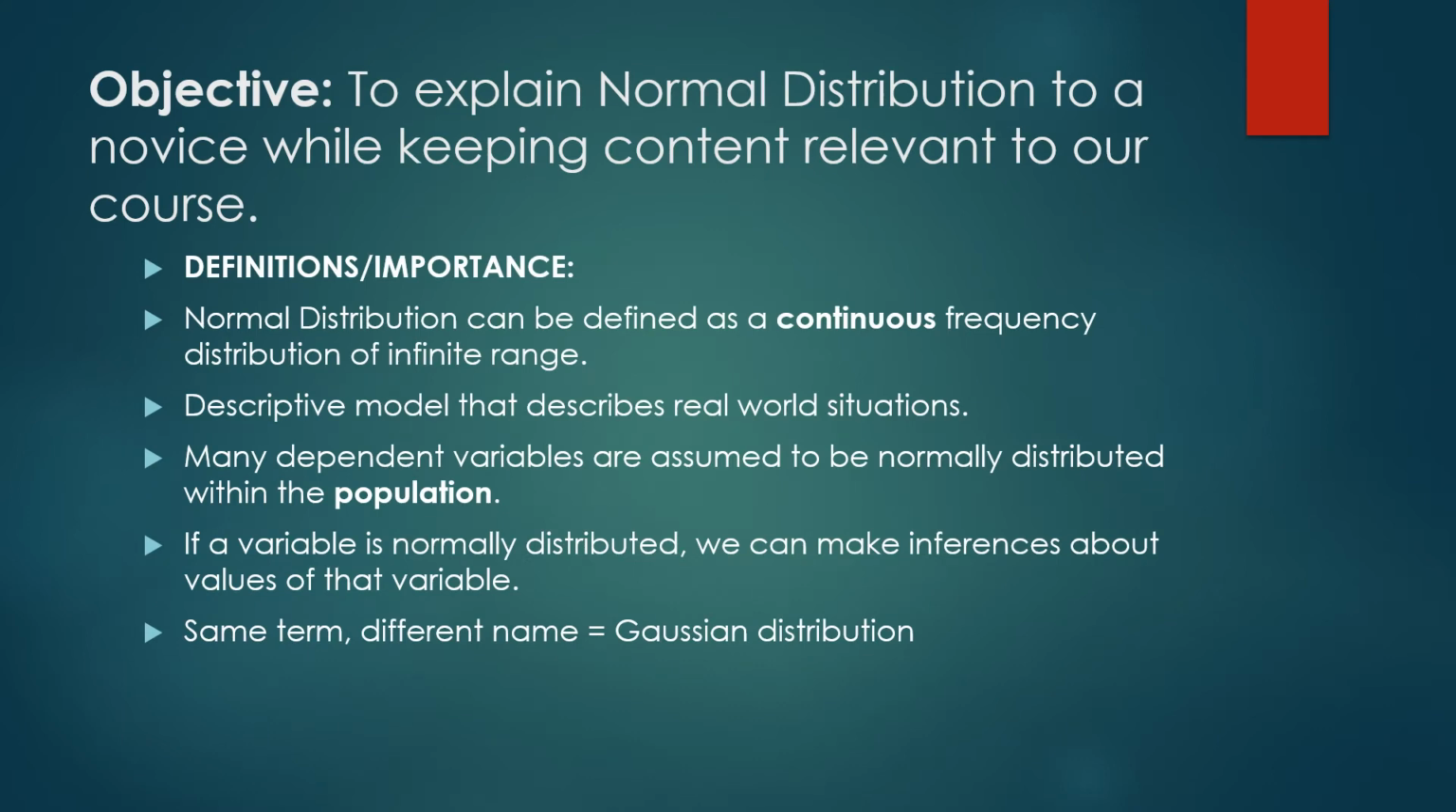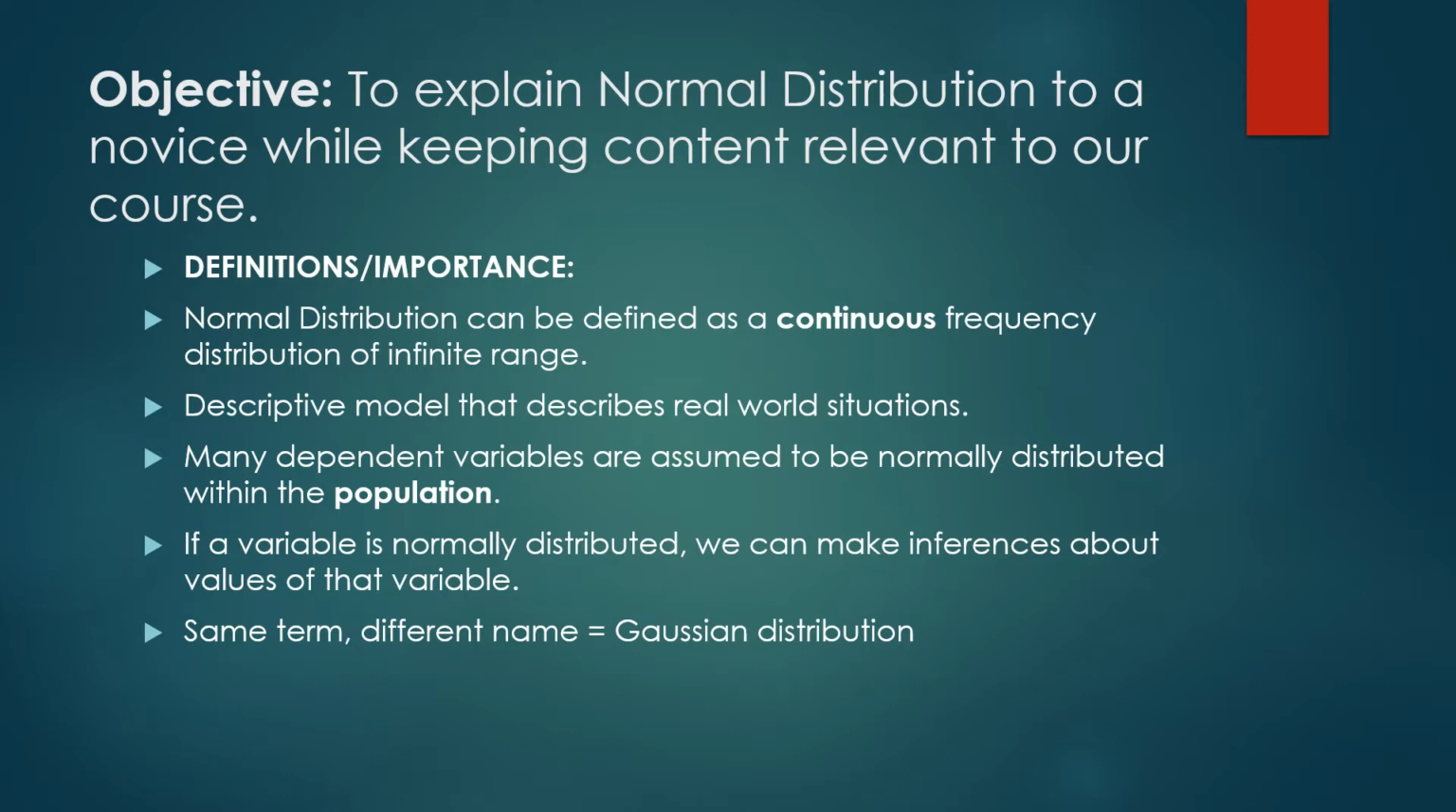The objective of this PowerPoint slide is to explain normal distribution to a novice while keeping the content relevant to DS 301, which is our stats course. A definition of normal distribution is a continuous frequency distribution of infinite range. Continuous basically means variable x can take on any value, because there are infinite values that x could be.